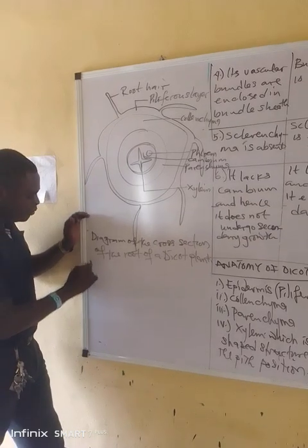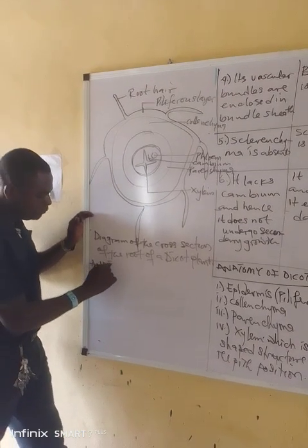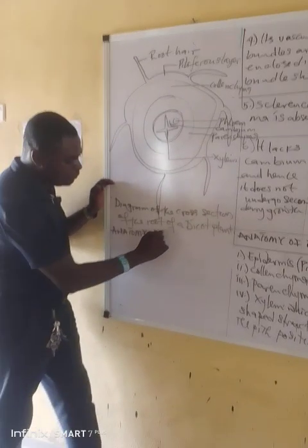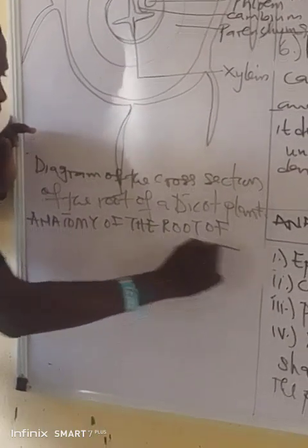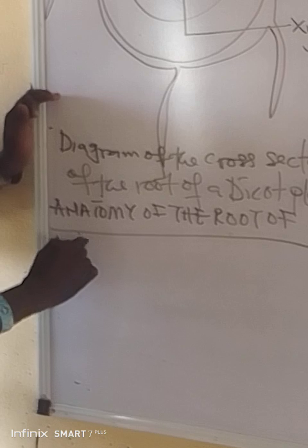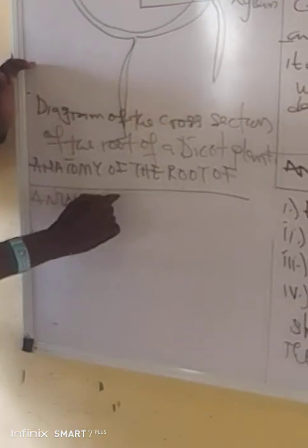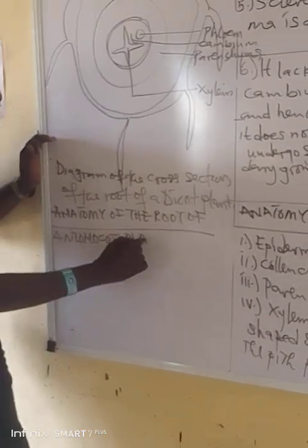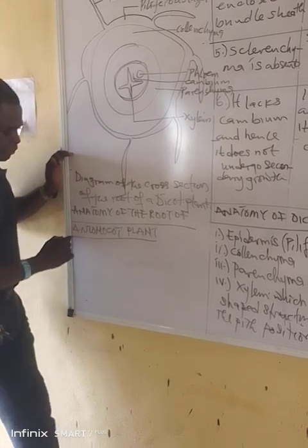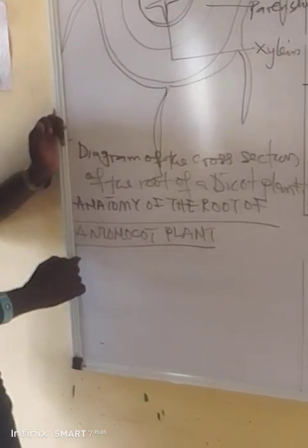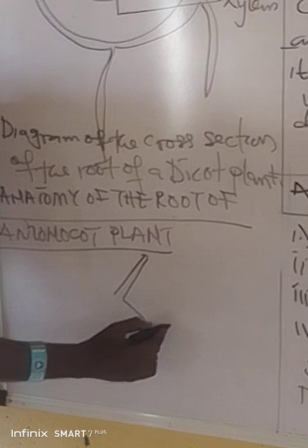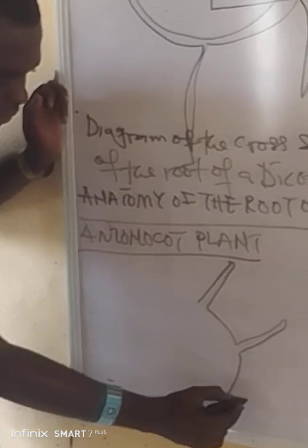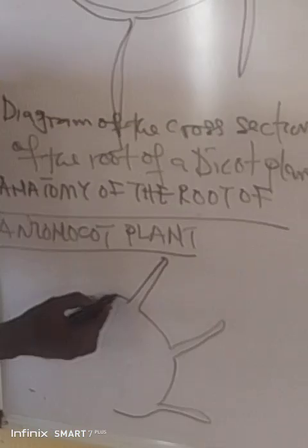So let's now finally look at the anatomy of the root of a monocot plant. This one is also simple. This one contains something like this. You will tell me what we are discussing now.